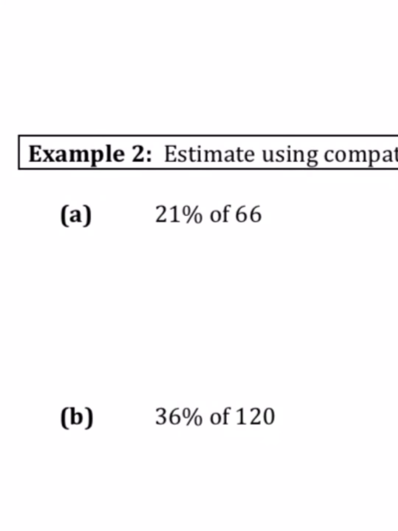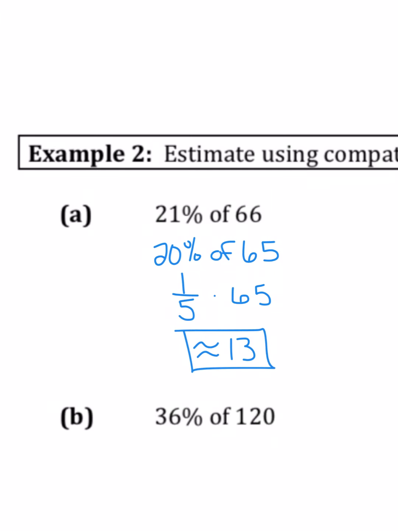So 21% of 66. One way that you could think of this, other than the 10% rule, is you could realize that 21% is actually very close to 20%, and 66 is awful close to 65. Here's why that's helpful. We should kind of have memorized in our head that 20% is actually 1/5. And taking 1/5 of 65 is fairly easy because I just need to figure out how many times 5 goes into 65, which is 13. So I could say my approximate answer here is 13.